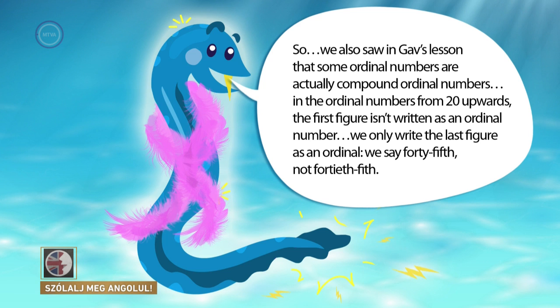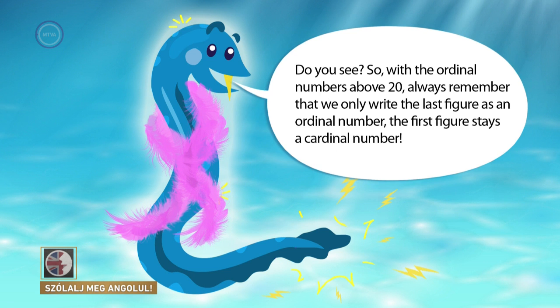In the ordinal numbers from 20 upwards, the first figure isn't written as an ordinal number. We only write the last figure as an ordinal. We say 45th, not 40th fifth. Do you see? So, with the ordinal numbers above 20, always remember that we only write the last figure as an ordinal number. The first figure stays a cardinal number.